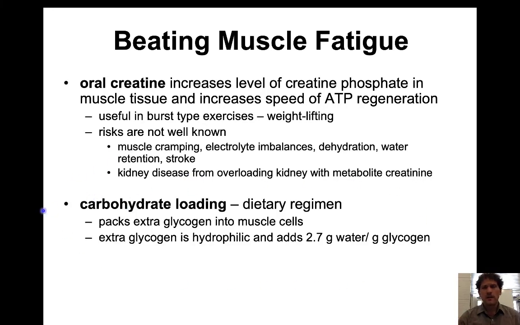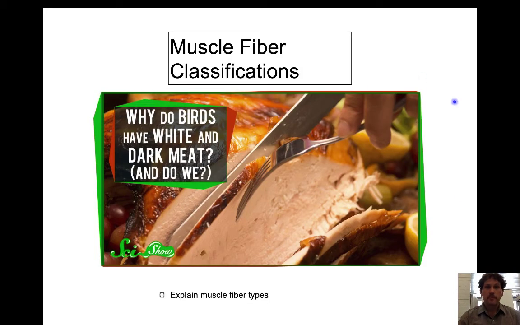And then carbohydrate loading. A lot of people will do this a day or two before some really big competitions. And so the idea is that we're packing glycogen into those muscle cells, okay? And as we pack in that glycogen, that's going to add extra sources of energy to go through glycogenolysis, break that into glucose, and then produce ATP from that.